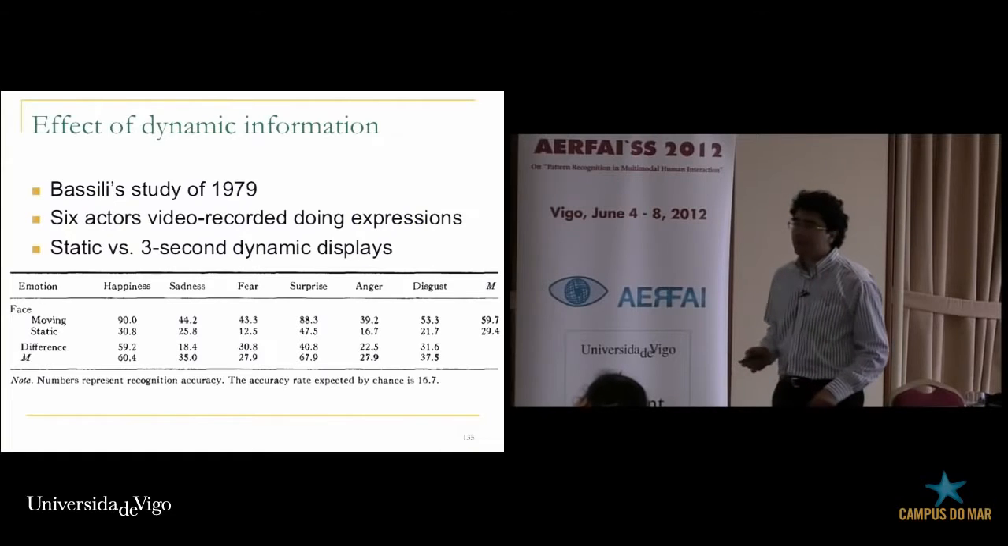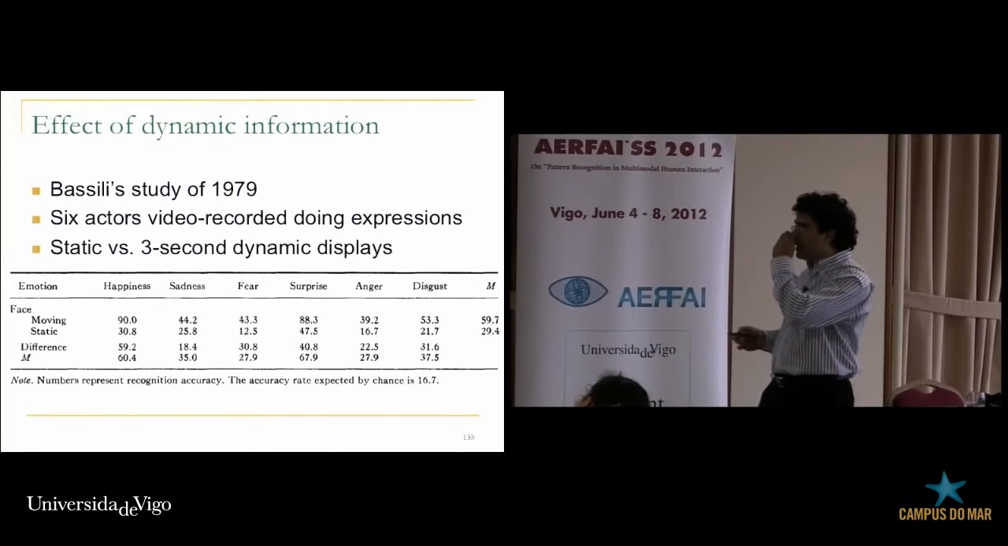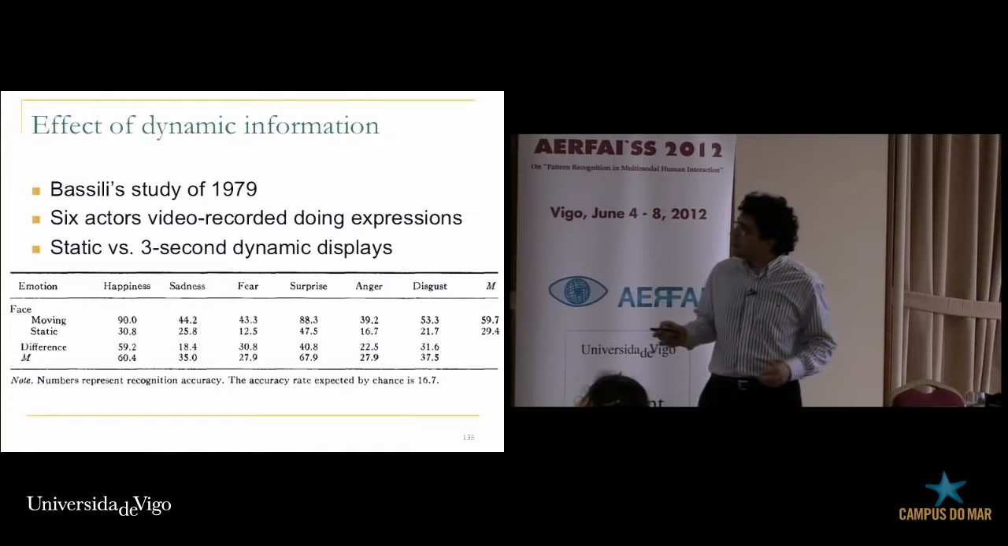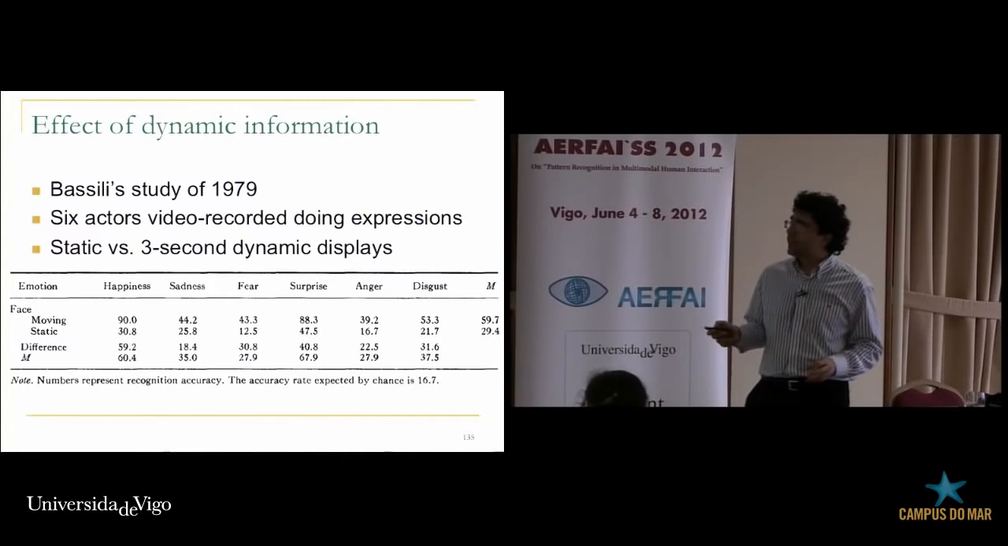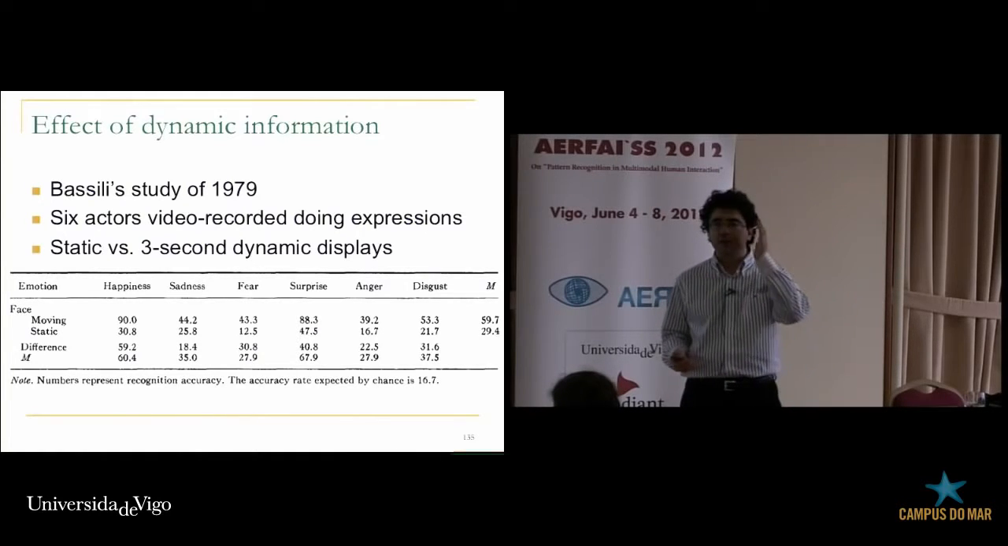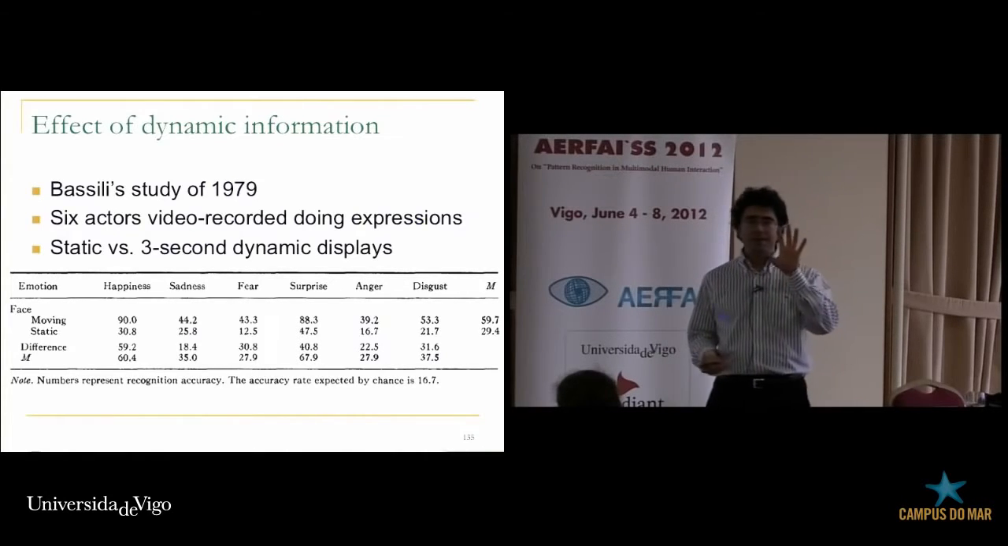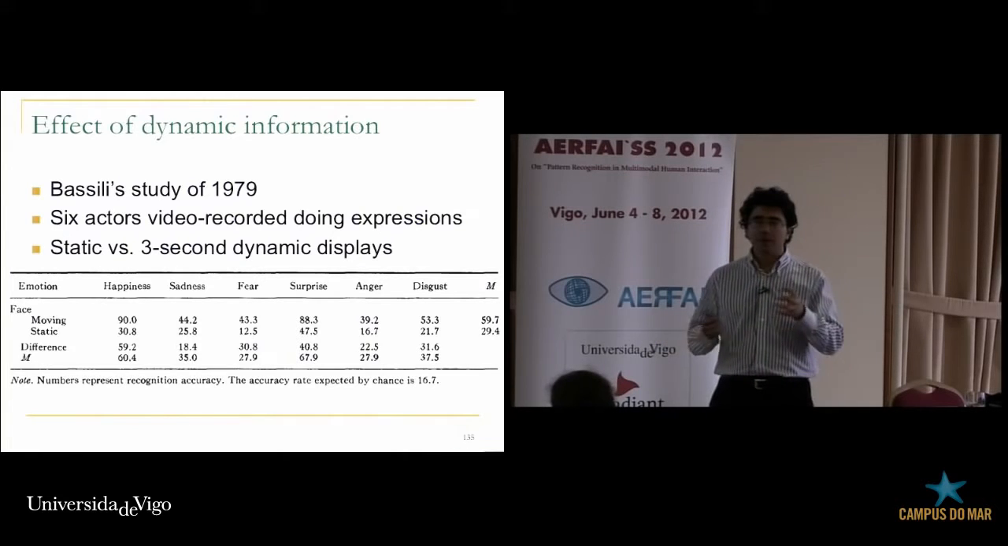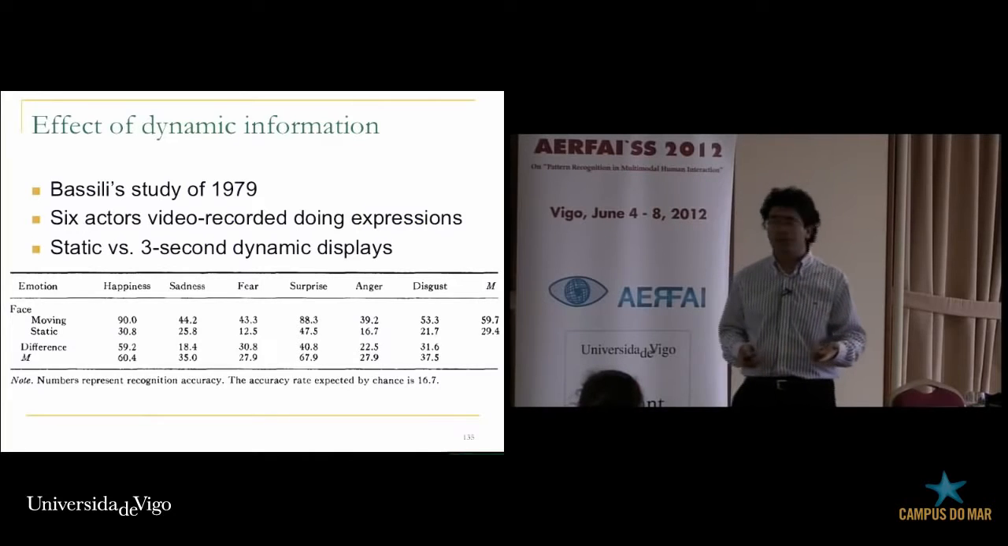There was a very old study in '79. What Bassili did was he recorded 6 actors doing expressions in a video. He had several conditions. In one of the conditions, the actors' faces were completely painted black, but 50 points were marked with white markers on the faces. And people, when they saw a static or a 3-second dynamic display of a facial expression, then had to give judgments which expression that was.